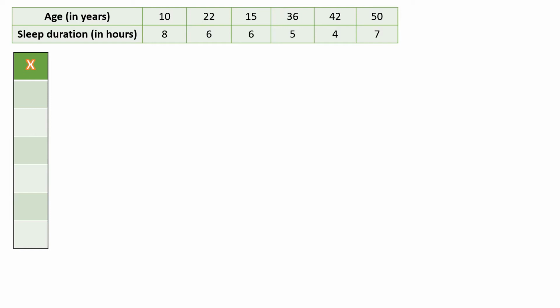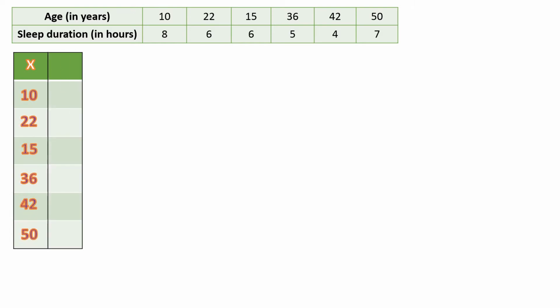And so let's continue. Let's just put the data for the age, and for the y will be the sleep duration. So again, you cannot interchange the x and y. So the y will be the dependent variable. It's the effect. So it's the one affected by the x. So let's put the data 8, 6, 6, 5, 4, and 7. And then we need another column, the product of x and y, or x times y.